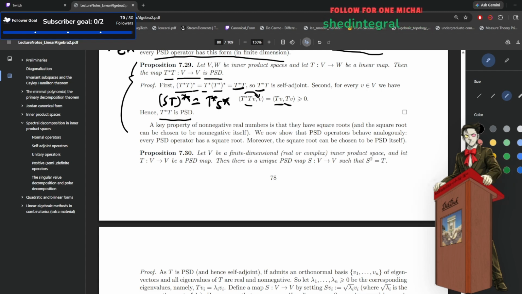Now, second, a key property of non-negative real numbers is they have square roots. And the square root can be chosen to be non-negative itself. We now show that PSD operators behave analogously. One second. Key property of non-negative real numbers, yeah, and they have square roots.